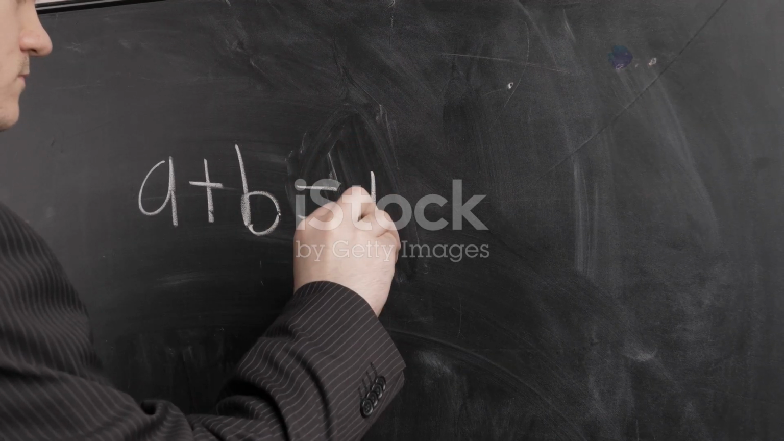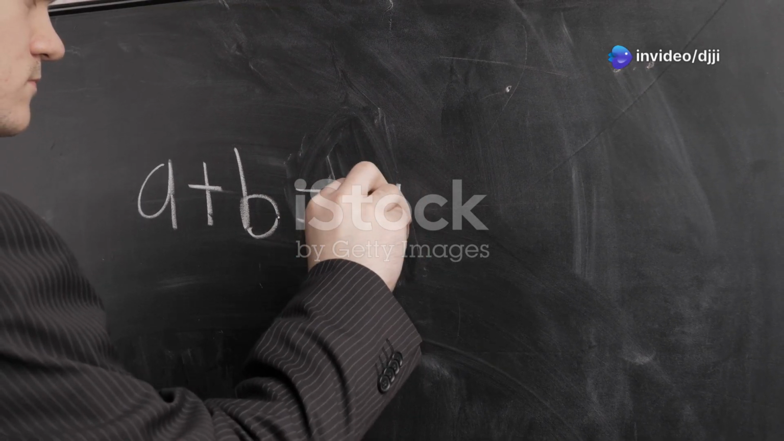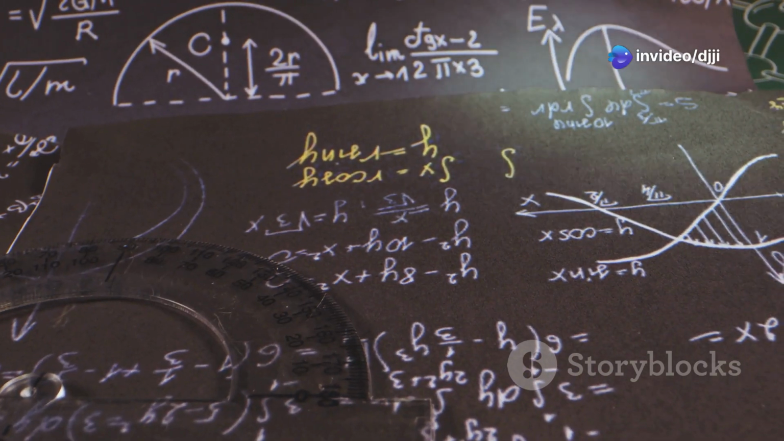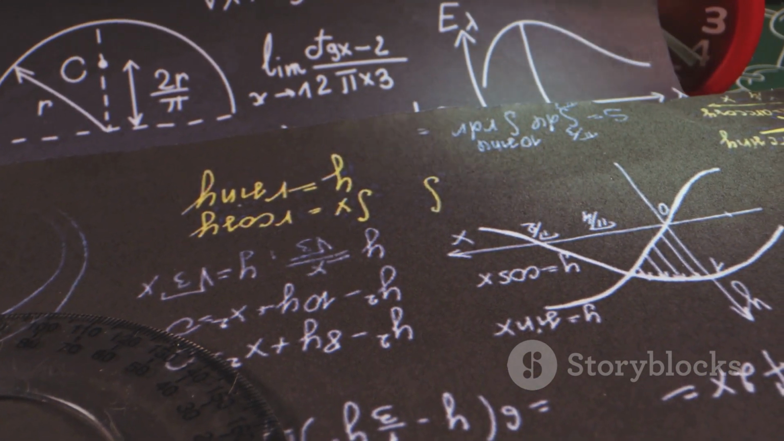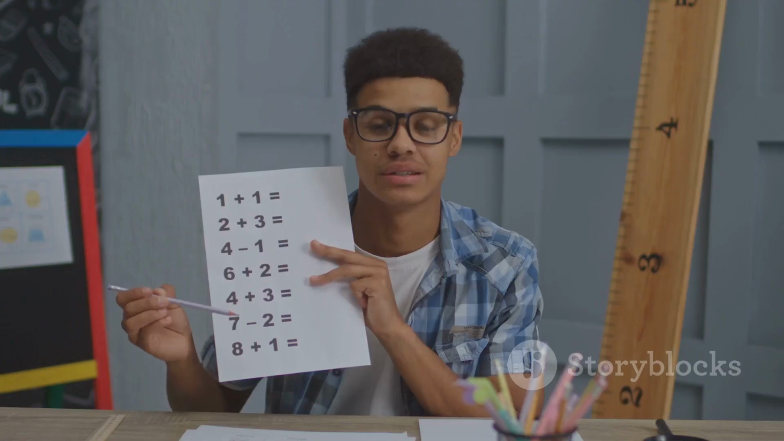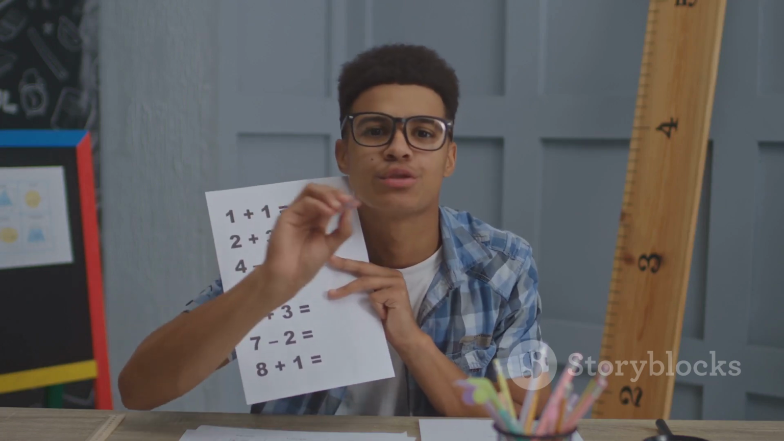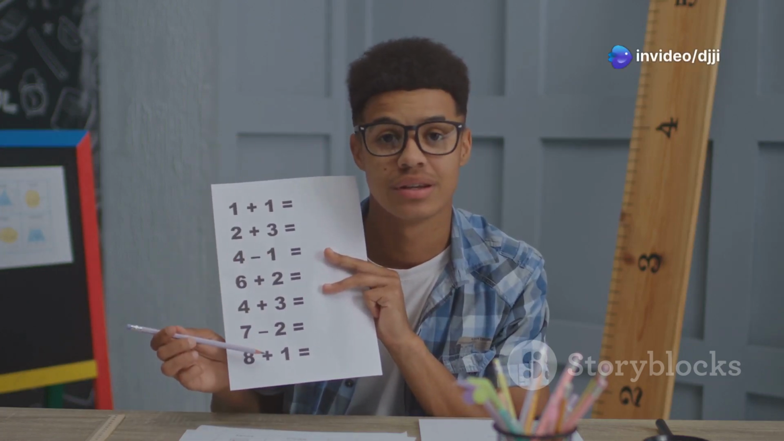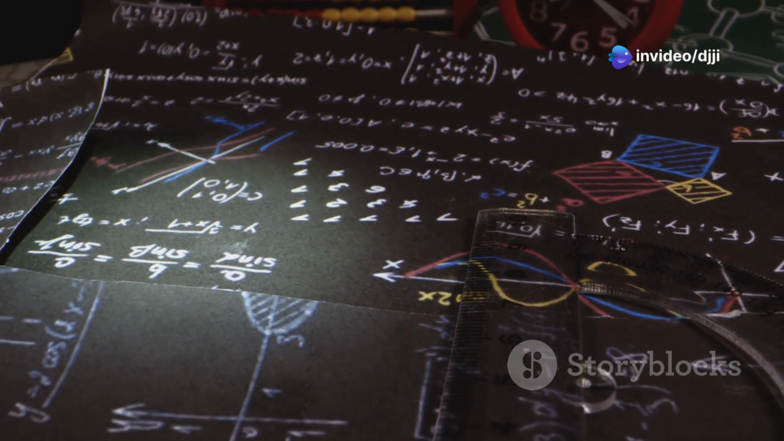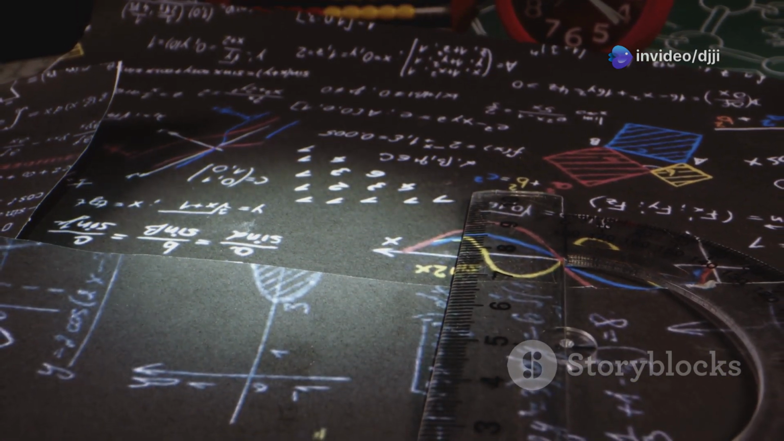Example. Factor the trinomial 3x squared plus 11x plus 6. 1. Set up. 3x squared plus 11x plus 6. 2. Multiply a times c. 3 times 6 equals 18. 3. Find two numbers. The two numbers are 2 and 9, as 2 times 9 equals 18 and 2 plus 9 equals 11. 4. Rewrite: 3x squared plus 2x plus 9x plus 6.